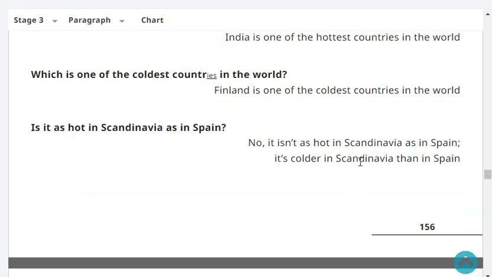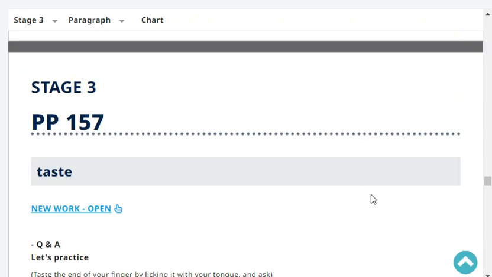Is it as hot in Scandinavia as in Spain? No, it isn't as hot in Scandinavia as in Spain. It's colder in Scandinavia than in Spain. Very good.